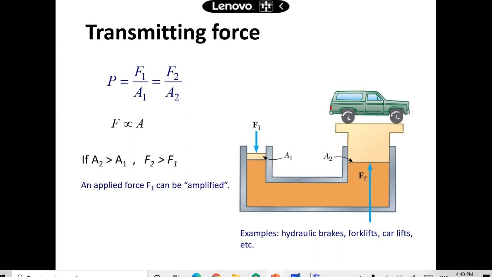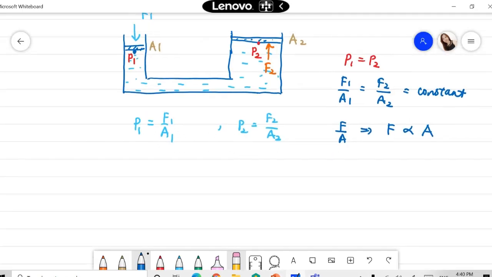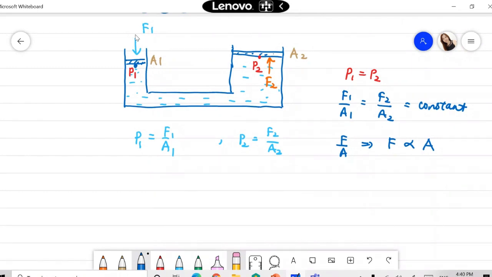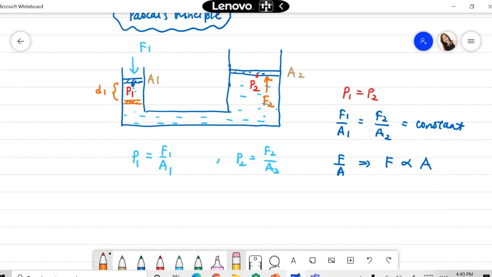Now we further investigate the Pascal principle. If you apply the force F1 on piston 1, which has an area of A1, you should expect that this piston will move down by a distance of D1, for example. Piston 2 will lift up to this level, with a distance of D2. This fluid is an enclosed fluid, and therefore the volume of the fluid in this part is the same as the volume of the fluid in this part.